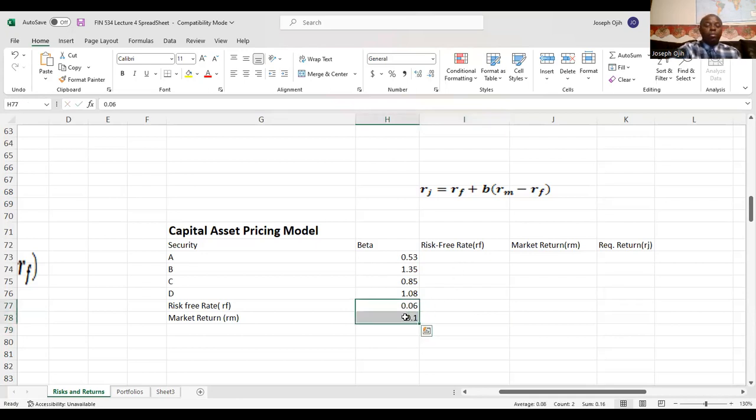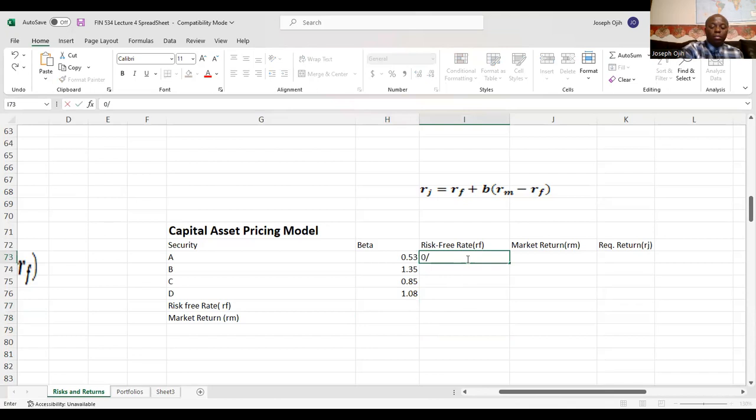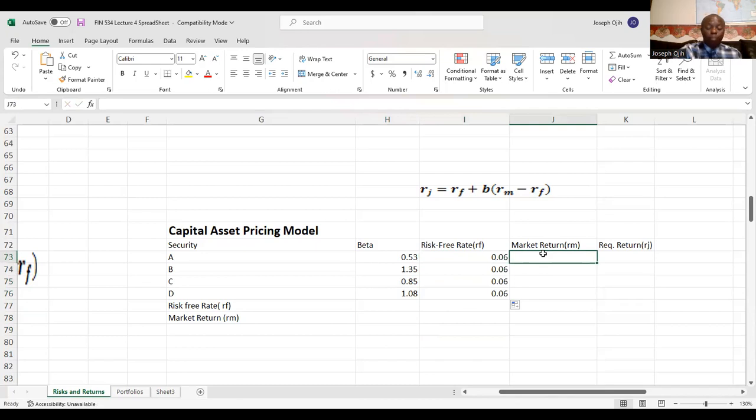I think I'm gonna just remove this and put them here. Risk-free rate is 6%, 0.06. So for all of them, it's going to be 0.06, copy them. Market return is 10%, which is 0.10. Put it right here.